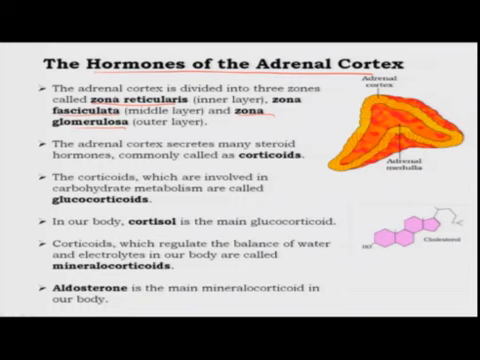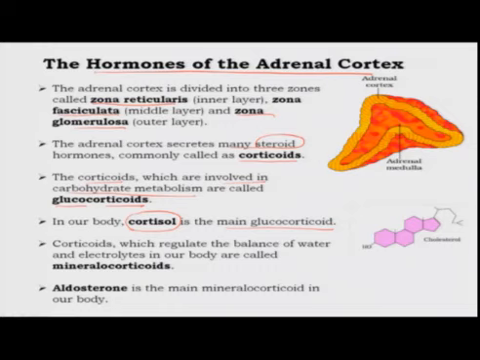So, the adrenal cortex secretes many steroid hormones. So, note the difference: the catecholamines were amine hormones, and these are steroid hormones, which are called corticoids, right. The corticoids are of two kinds. Those that are involved in carbohydrate metabolism are predictably called glucocorticoids. In our body, cortisol is one such main type of glucocorticoid. There are many other types as well, which we need not go into.